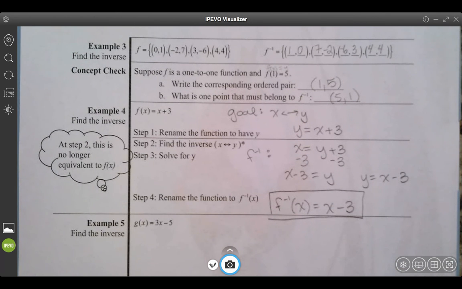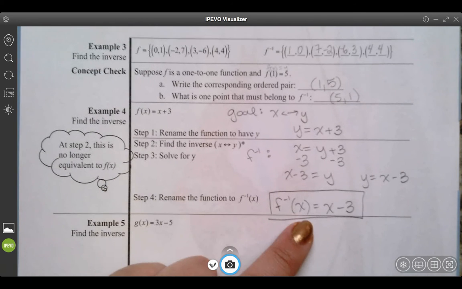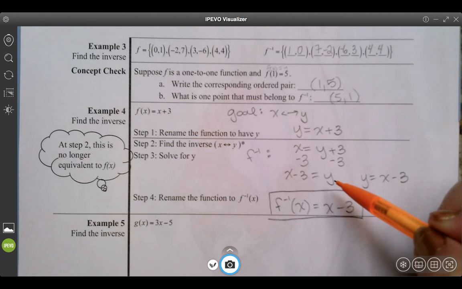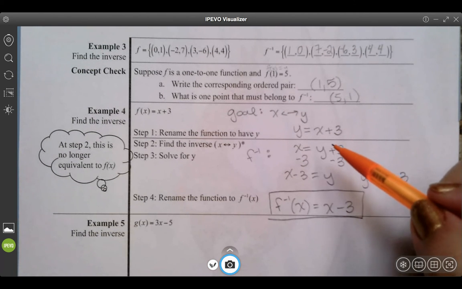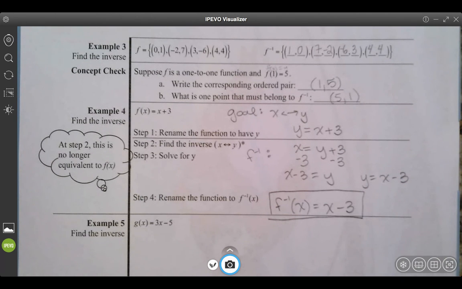Okay, so notice how these are opposites. In the original function, I add 3. Well, the opposite of adding 3 is to subtract 3. So f inverse, the inverse function, the undo function, is to subtract 3. Okay, now these steps will work for any function, whether it has just addition, just multiplication, or a combination of the two. So let's look at example 5.